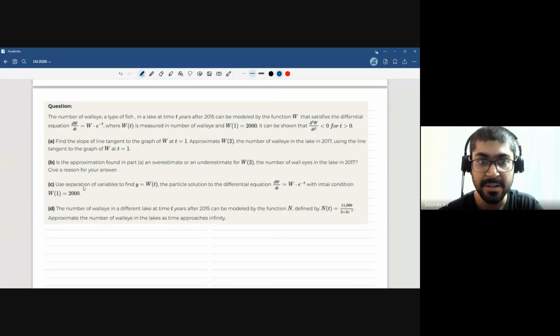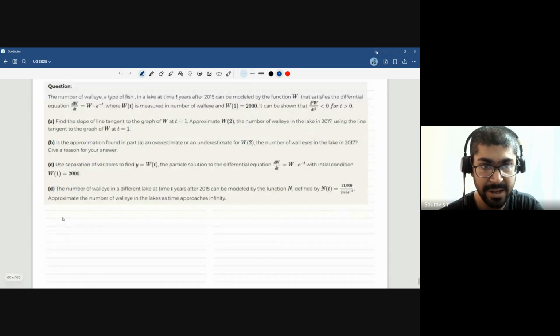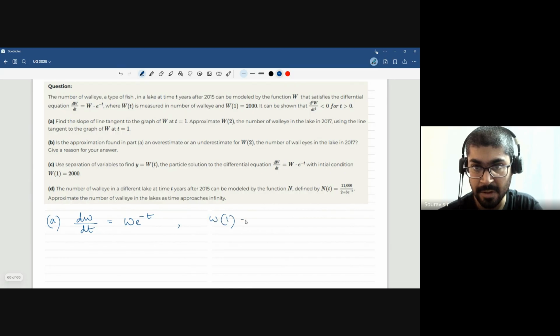The first part is, okay, what is the question? The question is, walleyes, which is a type of fish, in a lake at a time t years after 2015, can be modeled by a function w that satisfies the differential equation dw/dt. So that is the differential equation, right? So dw/dt is equal to w into e to the power minus t. But w is measured in number of walleyes and w(1) is given to be 2000.